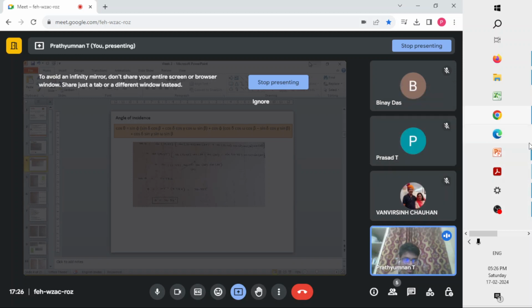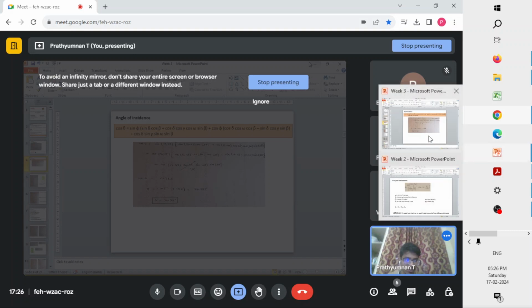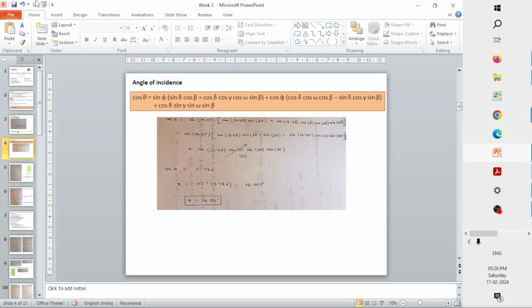Or otherwise we can go to the real problem solving for today, that is calculating the angle of incidence and other stuff. Calculating this instantaneous solar radiation, I_T, I_B, those values we can start calculating.